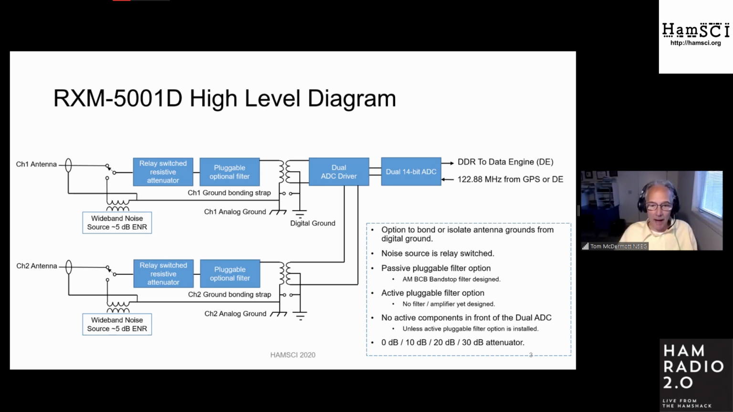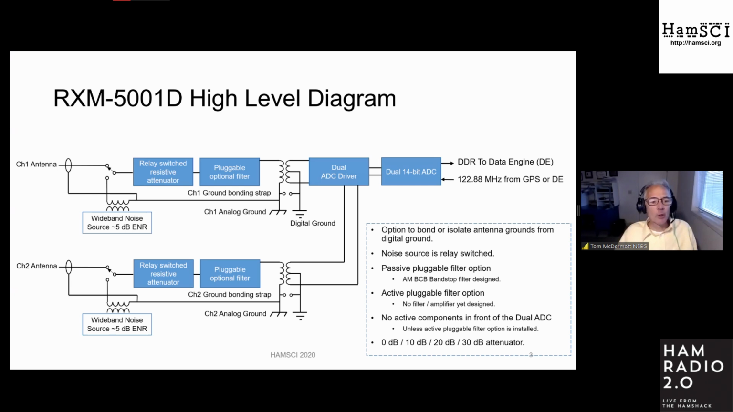This single module is a dual channel receiver, and as Scotty showed, there's room for 2 modules on the data engine, and so in fact it's possible to have a 4-channel receiver by putting 2 of these modules on one data engine. This module has a couple of SMA connectors for receive.